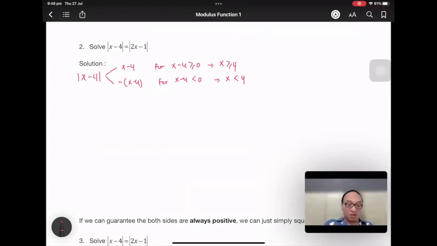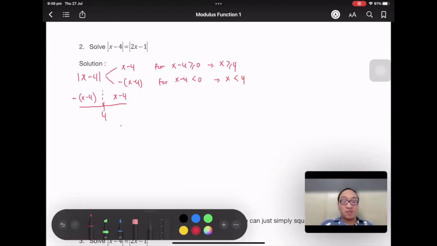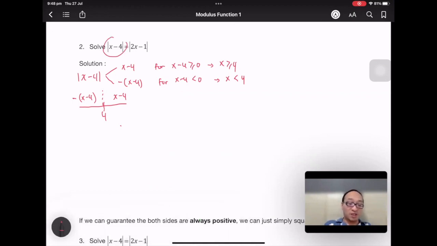So using the number line, this is 4, the divisor of the region. Greater than 4 is a positive function and smaller than 4 is a negative function. That's for the first function, or the left function. Now, how about the right function? The right function is also a modulus function, so we have to use the definition as well.